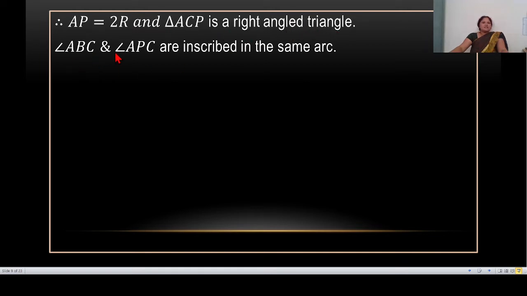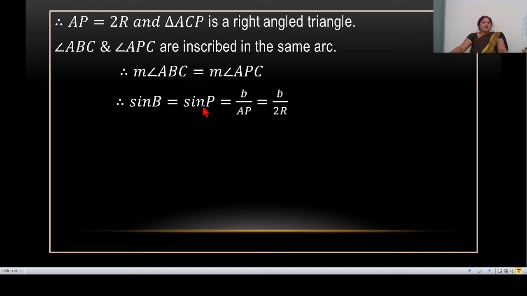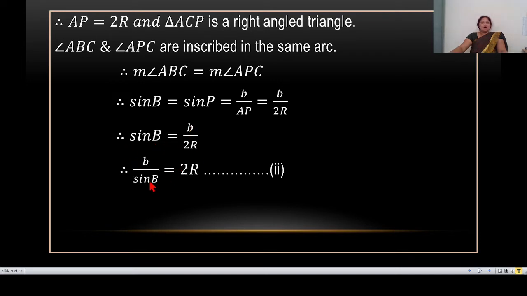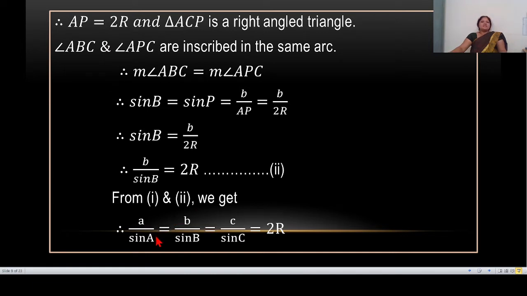Angle ABC and angle APC are inscribed in the same arc. Therefore, measure of angle ABC equal to measure of angle APC. And therefore, sin B equal to sin P equal to b upon AP. Here AP equal to 2R. Therefore, b upon 2R. And therefore, sin B equal to b upon 2R. And therefore, b upon sin B equal to 2R. From 1 and 2, we get a upon sin A equal to b upon sin B equal to c upon sin C equal to 2R.